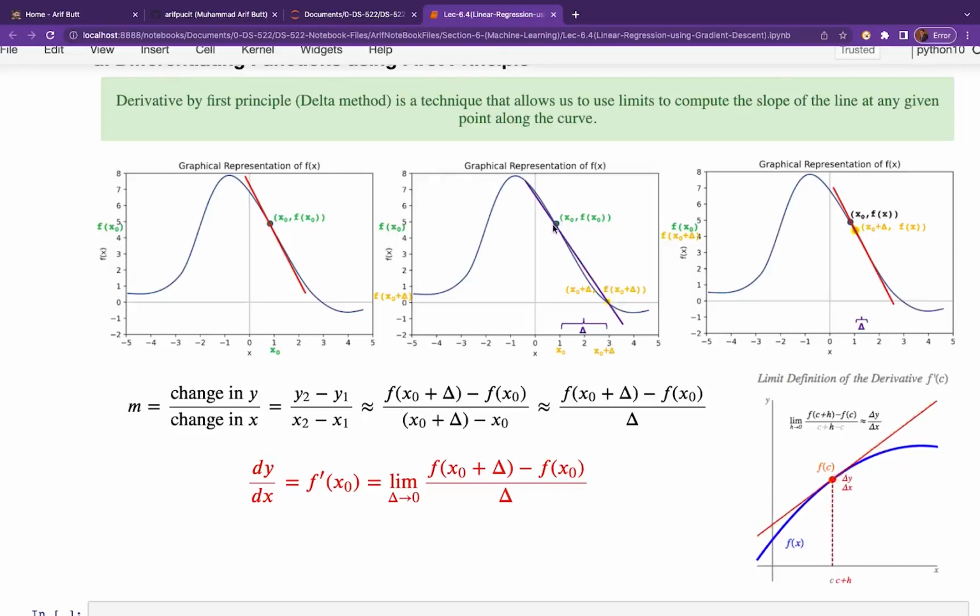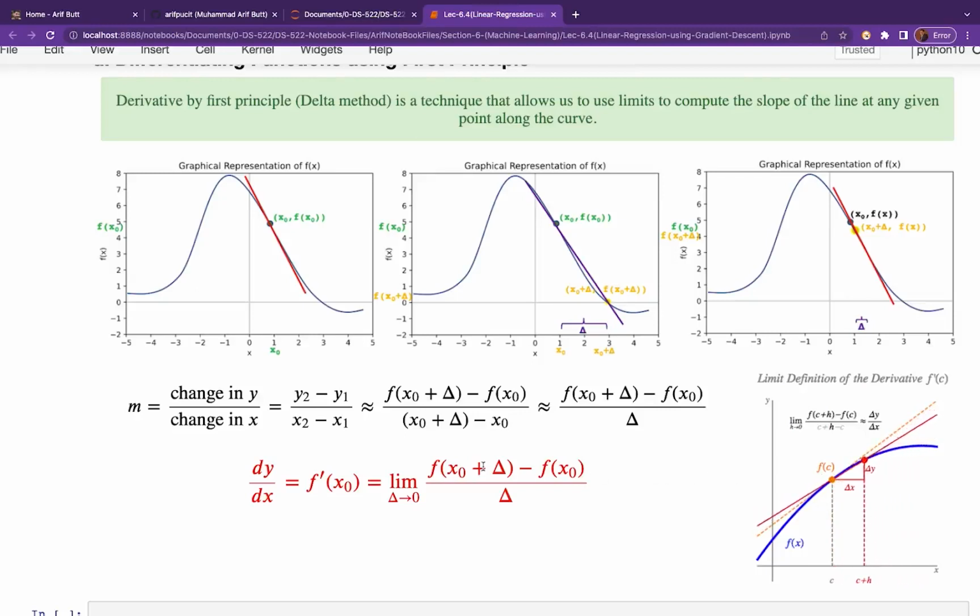So to make this secant line more close to our required tangent line, we need to take this delta and make it smaller and smaller and smaller until it reaches almost 0, and this is what is shown over here in this right graph. Well, the complete process is shown over here in this animation that I have taken from Wikipedia.